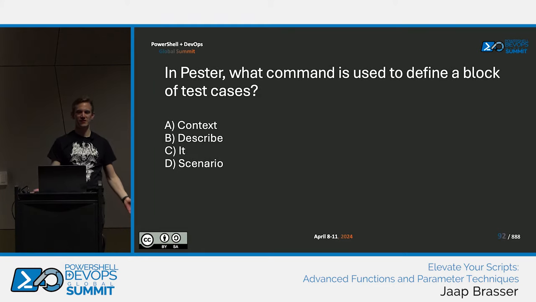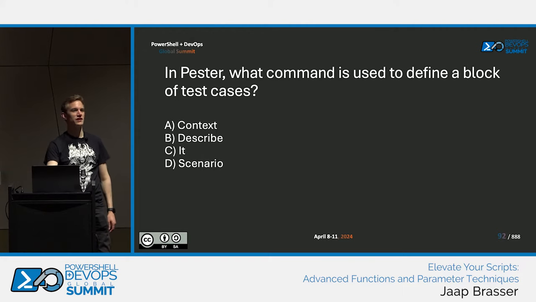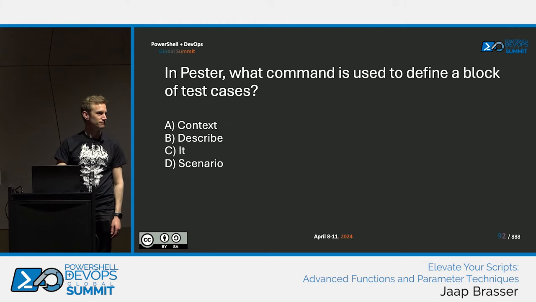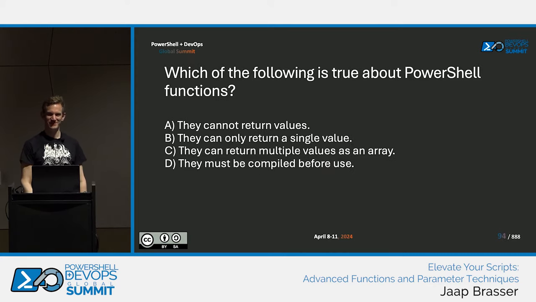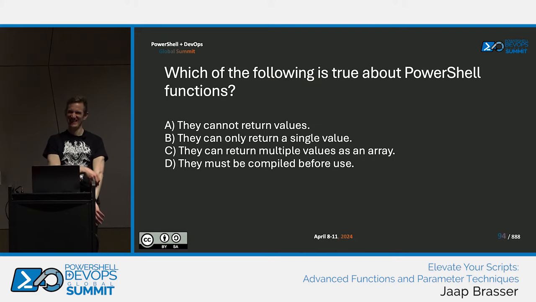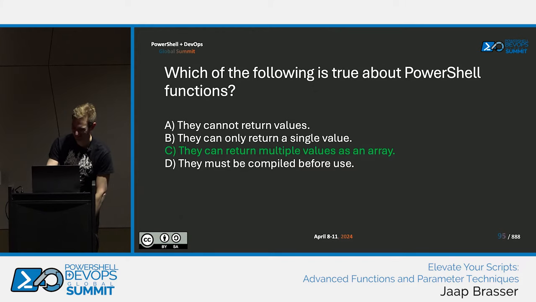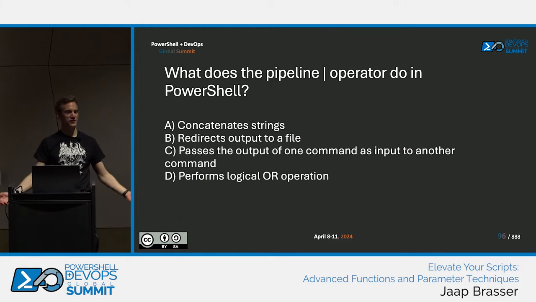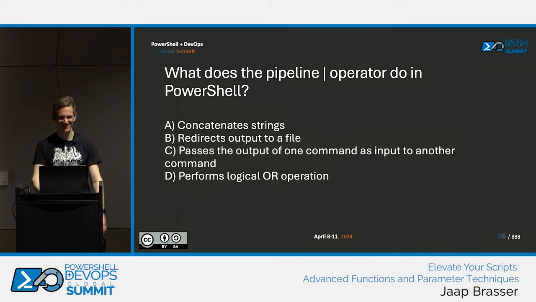Sweet, so in Pester, what command is used to define a block of test cases or can contain a block? I heard B. And anyone else have a different idea than B? No? Well, that was the correct answer. Yeah? Is it going to be B again? That's the question. What is two? Is anything two? Anyone? Yeah, see, not all B. What does the pipeline operator do? Not all B. There we go.